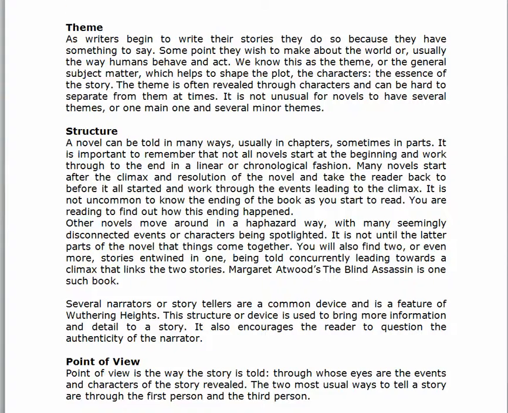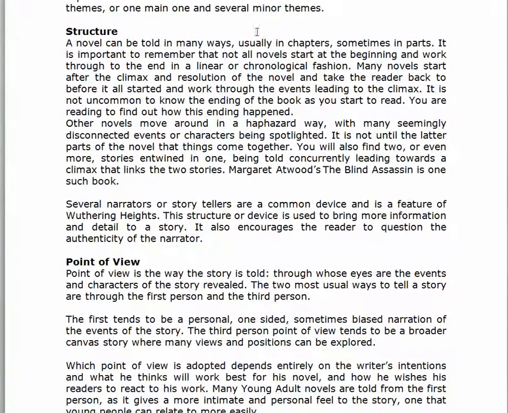If you look at structure, the structure of the novel, again, both the novels that you are reading have an unusual structure. It points out the fact that not all novels start at the beginning and work through in a chronological fashion. Many novels start after the climax and the resolution and take the reader back to before it all started. And this, of course, is To Kill a Mockingbird. You know the ending of the book. I talked to you about Lovely Bones, where we know who killed her and how she was killed on the first page. But you read on to find out how the event happened.